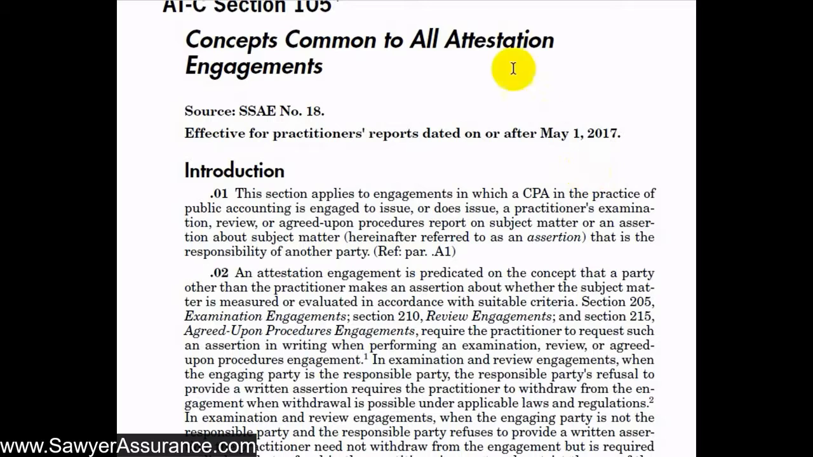So there's three types of attestation engagements. These are the examination, review, or agreed upon procedures. And so basically, if we are the CPA, then our client makes an assertion about a subject matter, and that subject matter is the responsibility of someone else besides us, and we issue a report about whether that assertion is correct or not. So let's go down to some of the definitions, and we can get some more specific understanding on exactly what this means.